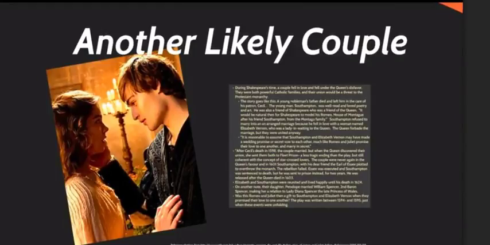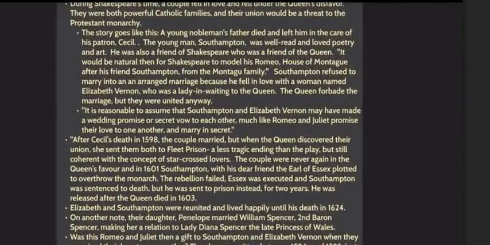This couple was known actually by Shakespeare. During Shakespeare's time, a couple fell in love and fell under the Queen's disfavor. This was because they were both very powerful Catholic families, and their union would be a direct threat to the Protestant monarchy. So the story goes something like this. A young nobleman's father died, leaving him in the care of his guardian named Cecil. The young man, Southampton, was well read and loved poetry and art. He was also a friend of Shakespeare, who was also a friend of the Queen. It would be natural then for Shakespeare to model his Romeo, House of Montague, after his friend Southampton, from the Montague family.